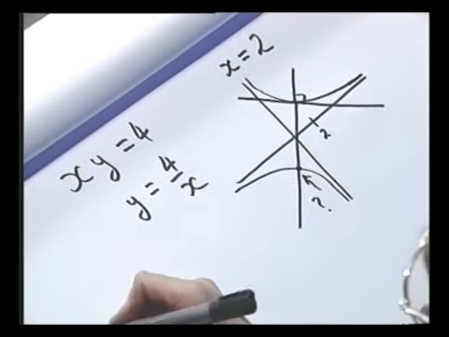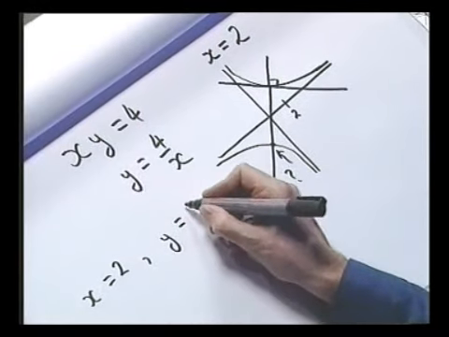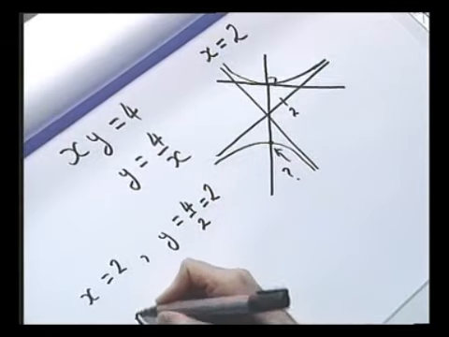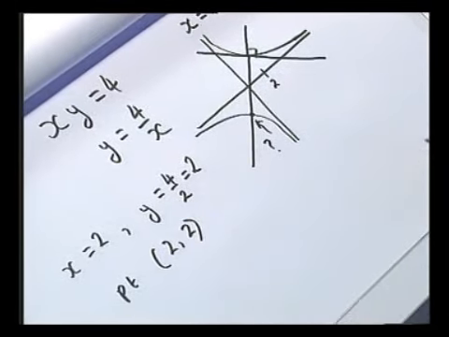So, first of all, let's establish what this point is up here. So we know that x is equal to 2 and that y is equal to 4 over 2 equals 2. So our point is the point (2, 2).